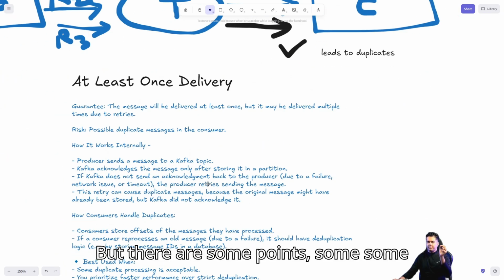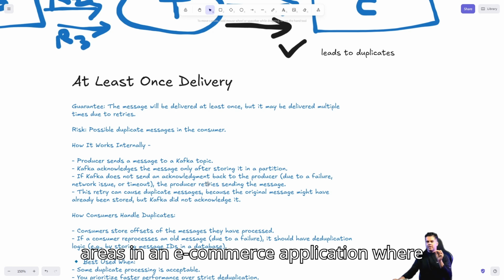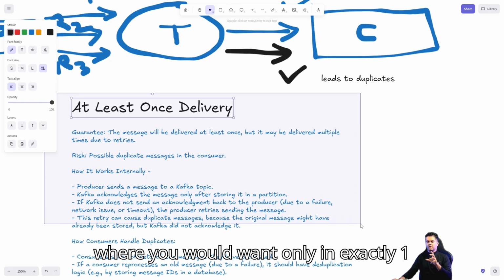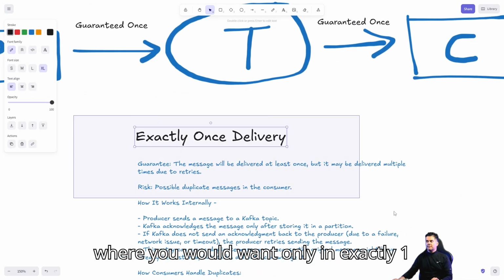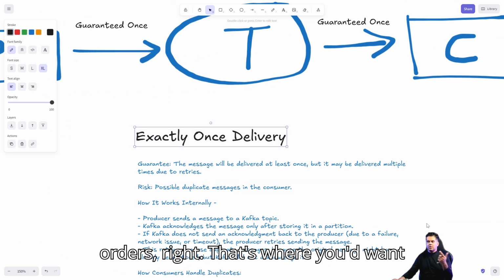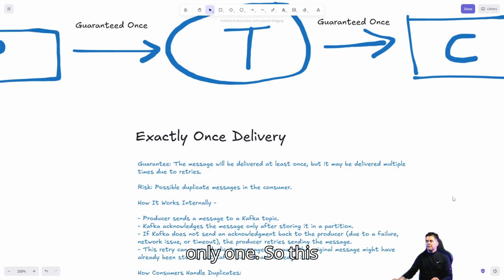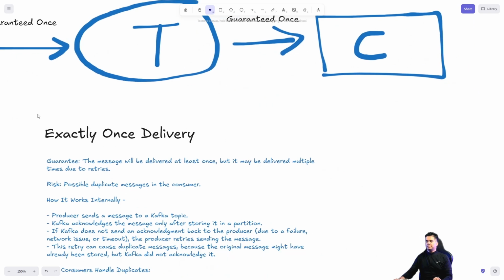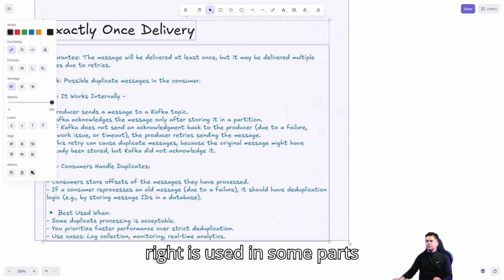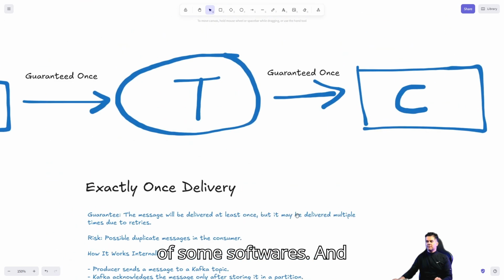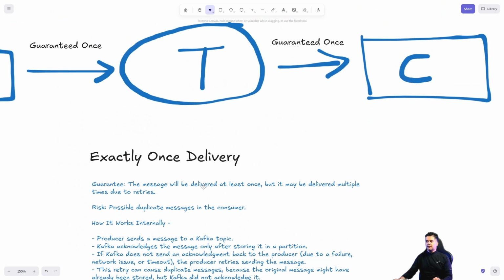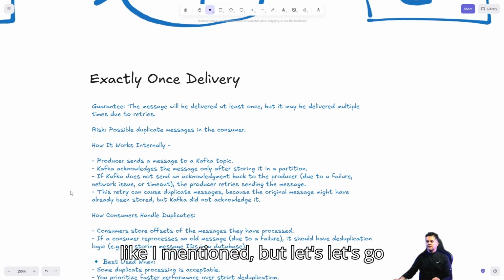But there are some areas in an e-commerce application where you wouldn't want at least once delivery, where you would want only and exactly once delivery. That's to do with payments and orders, right? That's where you'd want only one. So this is used in some parts of some softwares. And this is very heavy on the processors, like I mentioned.